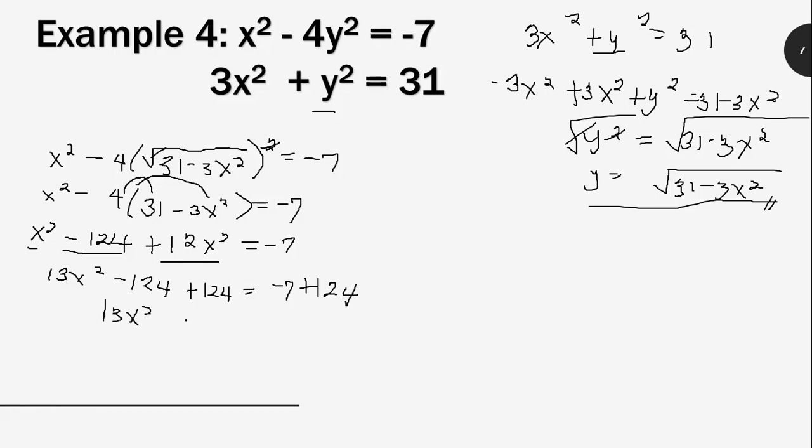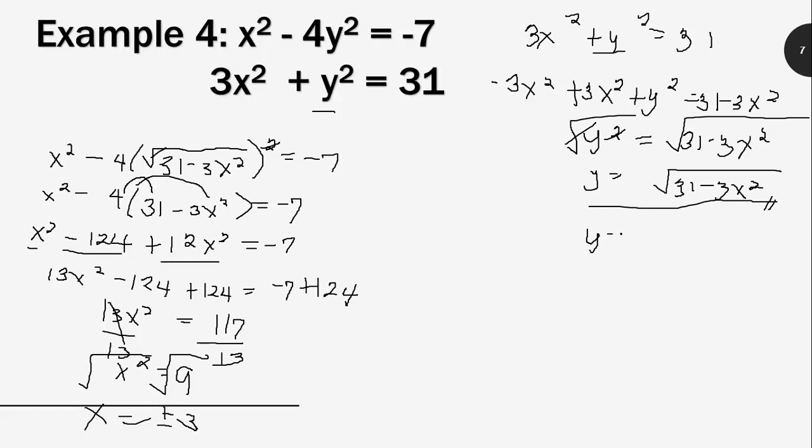13x squared is equal to 124 minus 7. We got 117. And then divide both sides by 13. X squared is equal to 117 divided by 13. We have 9. Okay, and then square root of 9 is positive and negative 3. Next po, this one. So y is equal to square root of 31.